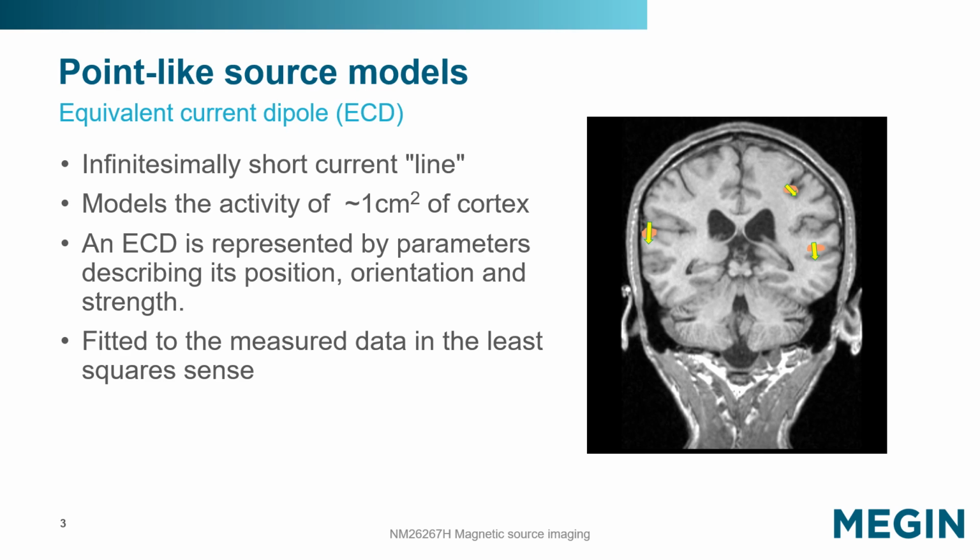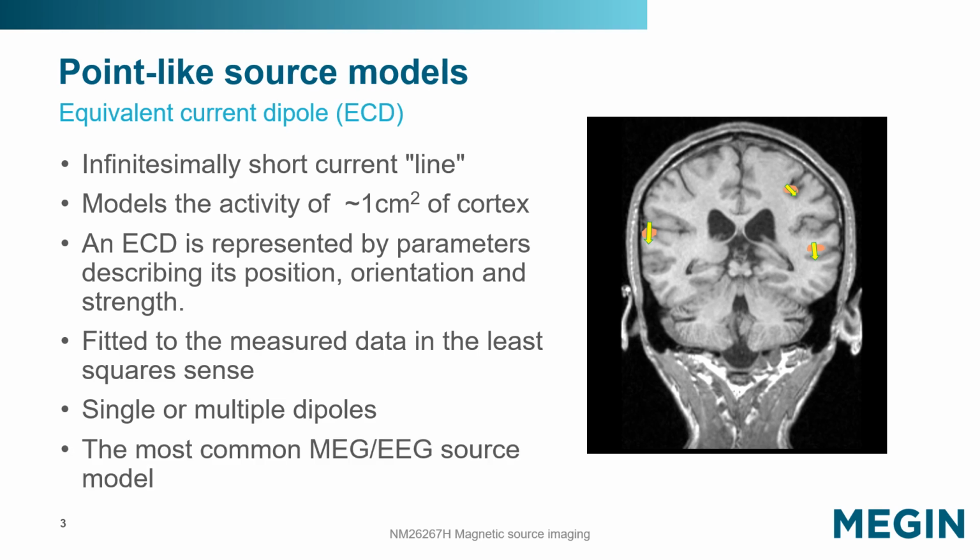That is to say that the measured field pattern is compared to the predicted field for an ideal current dipole, and the squared differences are computed channel by channel. The dipole location is obtained by iteratively moving the dipole until the squared sum of differences is minimized. This method can be used to fit single or multiple dipole sources. The ECD is the most common source model used in the analysis of MEG and EEG data.